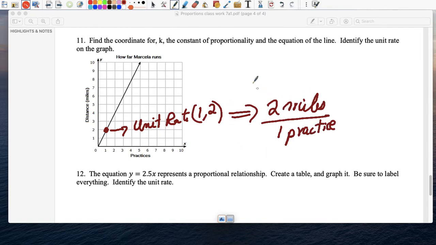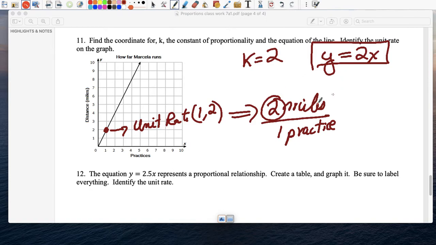Now, if I know the unit rate, do I know K? What's K? K is the same number, which is 2. And if I know k, can you give me the equation of the line? Yeah, you can say y equals 2x, and that's the equation of the line. So we have all this information with just one single point.